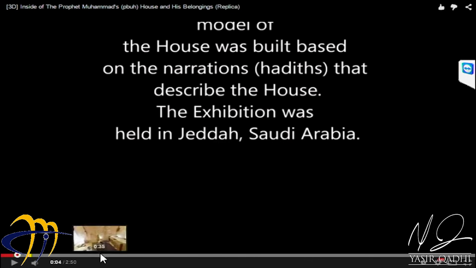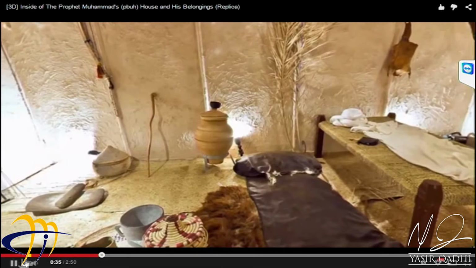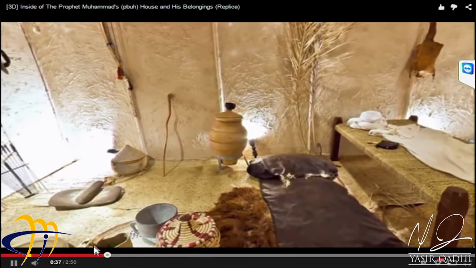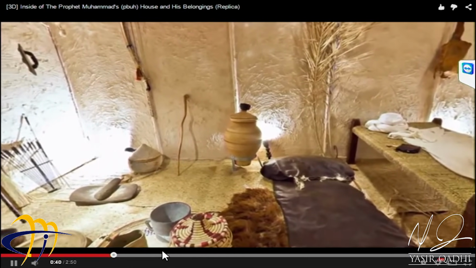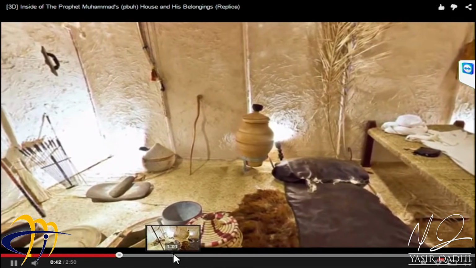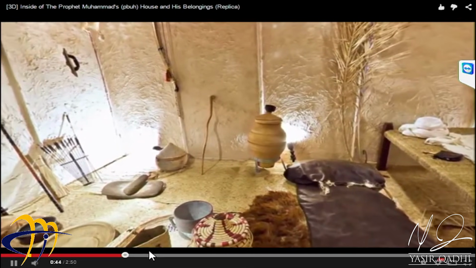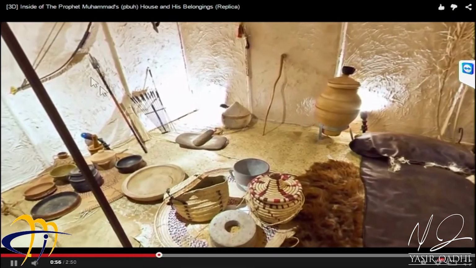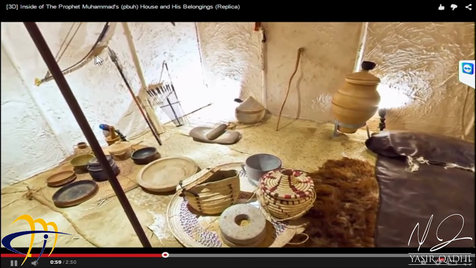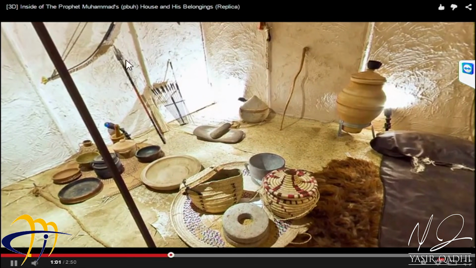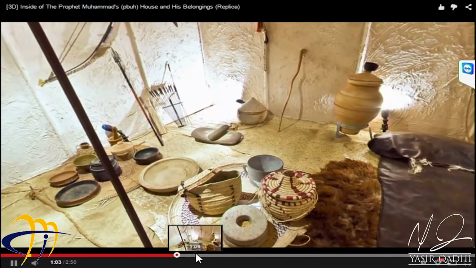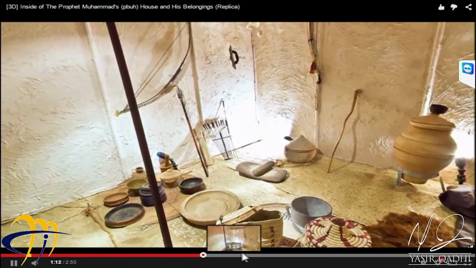Did I do that? Okay, my bad. Okay, here we go. He's just showing what might be inside the room of the Prophet ﷺ, and he's using materials that are common at the time. Let's just move a little bit forward. Here we have a spear, here we have a bow and arrow, common at the time to have these things in the house. And he then goes back to where he began.